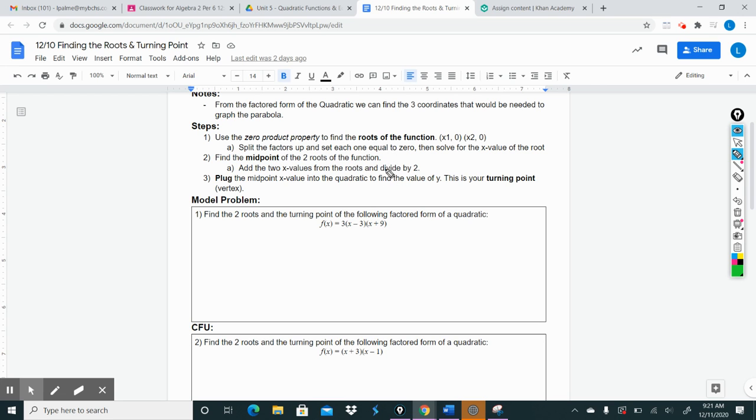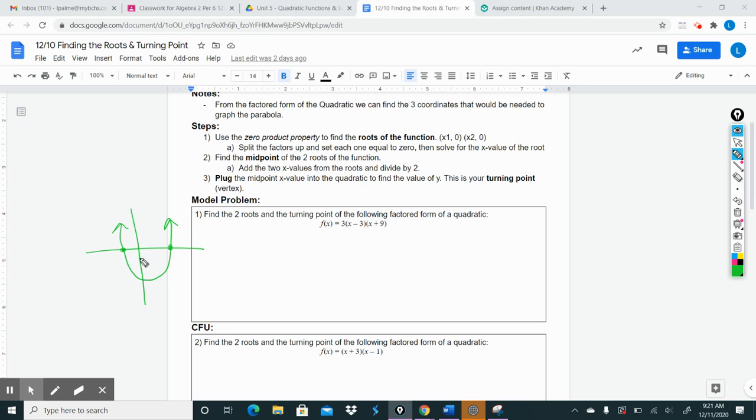Okay, today we are going to be finding the roots and the turning point of a quadratic. From factored form of the quadratic, we can find the three coordinates that would be needed to graph the parabola. Remember a parabola, you have an x and y axis. A parabola looks like this, could be concave up or concave down, which means it opens up or opens down.